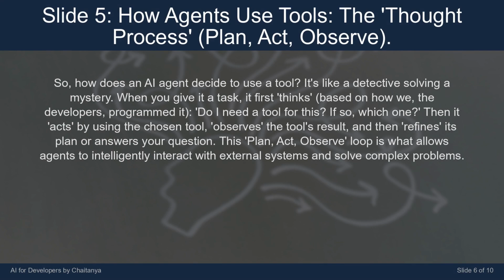So, how does an AI agent decide to use a tool? It's like a detective solving a mystery. When you give it a task, it first thinks, based on how we, the developers, programmed it: Do I need a tool for this? If so, which one? Then it acts by using the chosen tool, observes the tool's result, and then refines its plan or answers your question. This plan, act, observe loop is what allows agents to intelligently interact with external systems and solve complex problems.